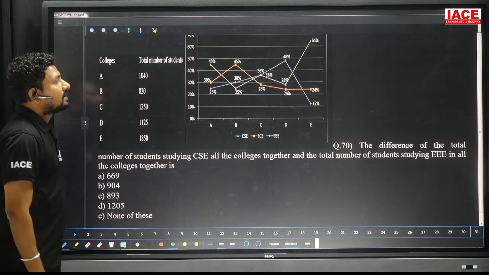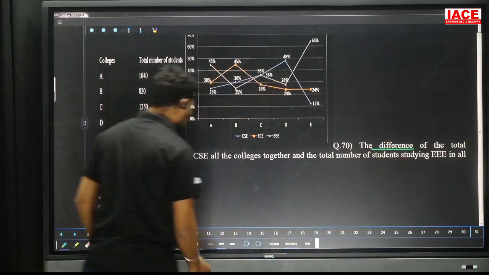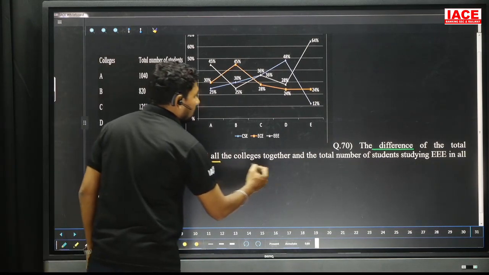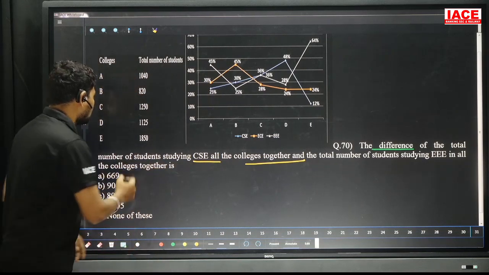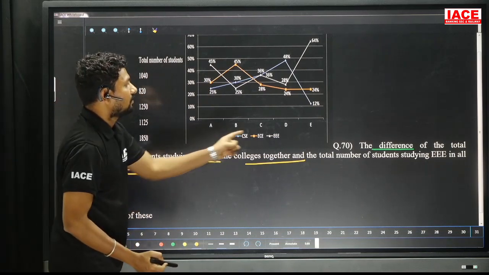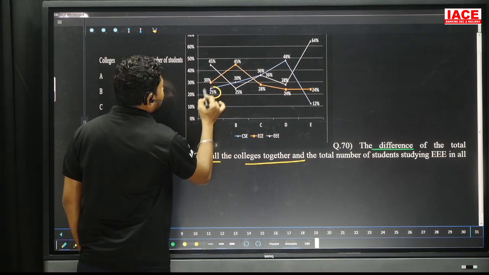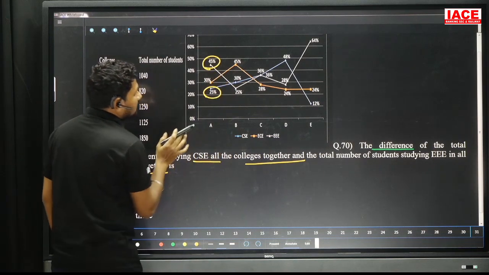Number of students, the difference we required particularly. The difference of the number of students studying CSE in all colleges together and the total number of students studying EEE in all the colleges together is required. CSE to EEE required for every college. CSE is 25%, EEE is 45%. Difference is how much percentage? 20%.